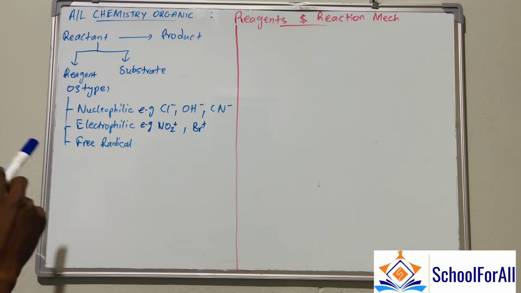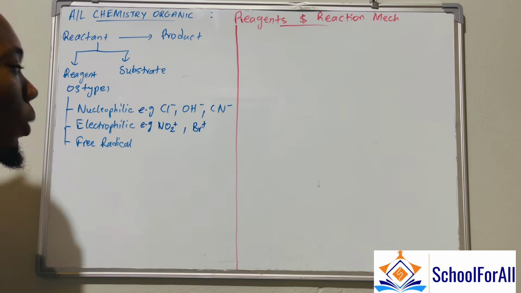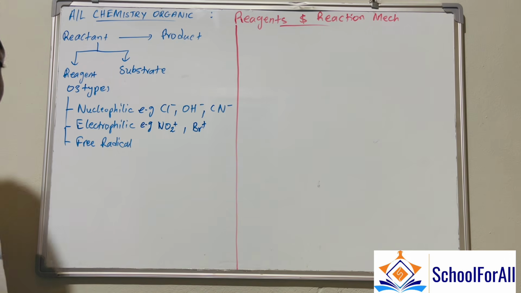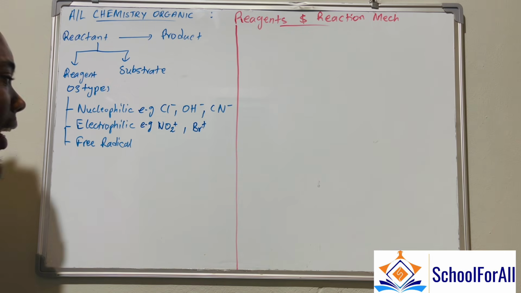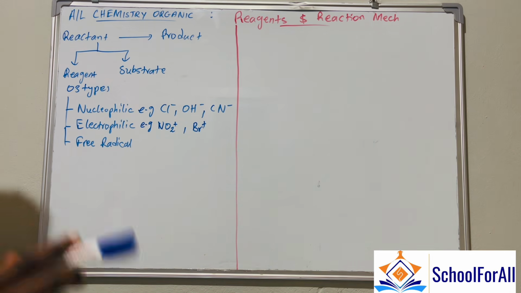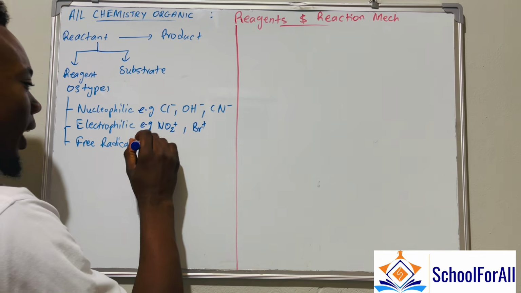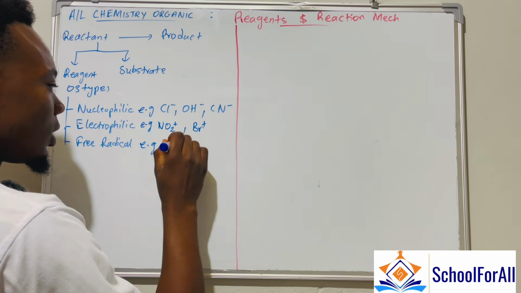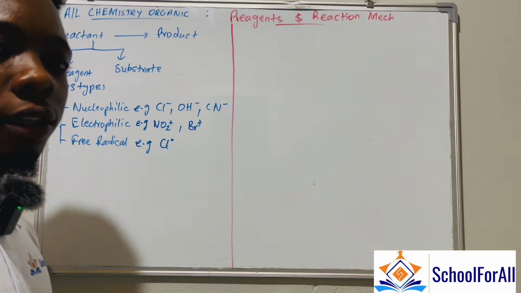Alright. Now, free radical reagent. What are free radical reagents? These are highly reactive species with an unpaired electron which are formed during homolytic bond fission. So, an example of a free radical, you simply put your CN dot. So that's an example of a free radical.